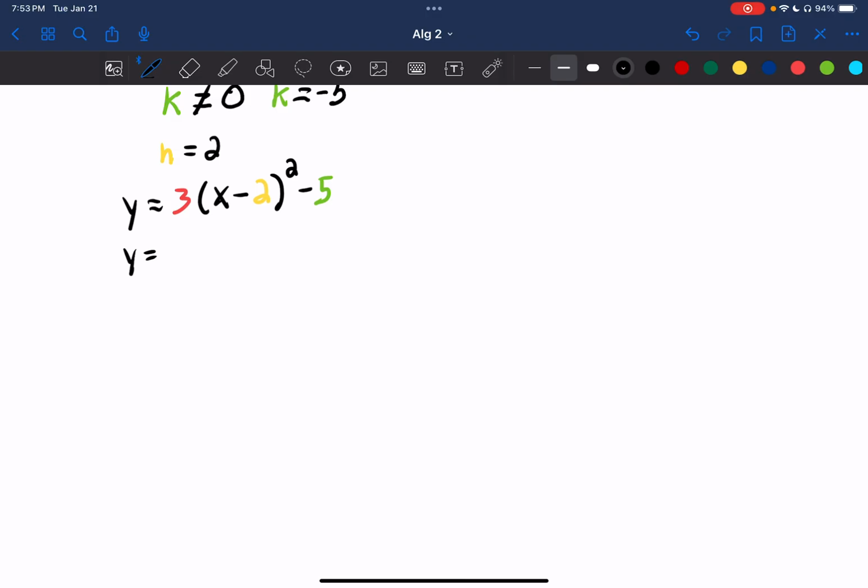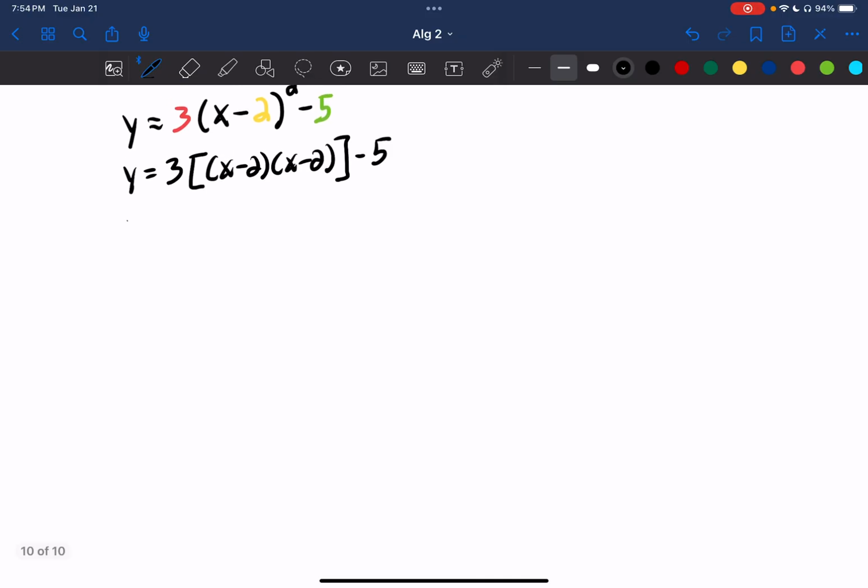Again, for time's sake, I'm not going to color code it. We can do 3 times parenthesis, x minus 2 times x minus 2. Bracket around it, we still have a -5 on the outside. We're going to keep the 3. We're going to multiply the x by this whole second term, x minus 2, and -2 times this whole second term, x minus 2. Now we still have that -5 at the end.